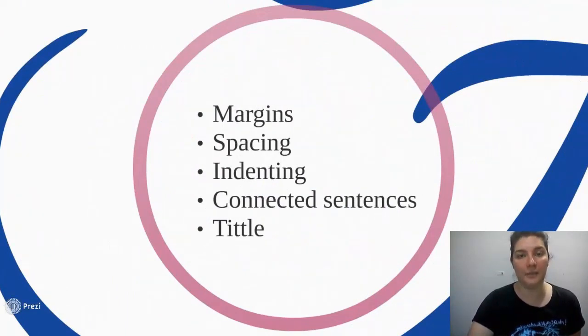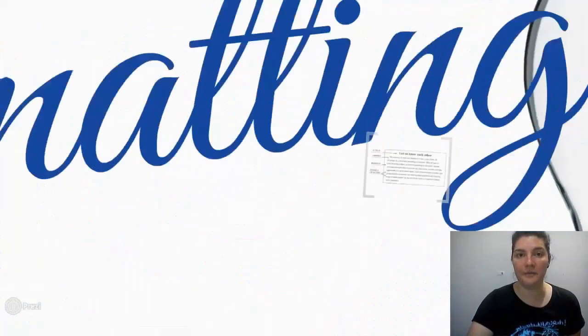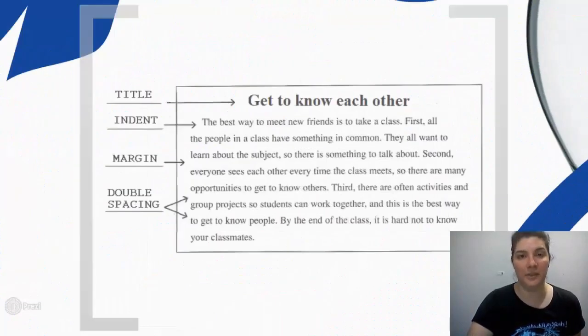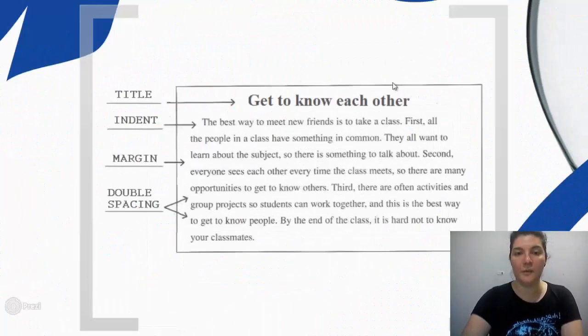In the following slide, we have an example of a descriptive paragraph in which we can see the format we need to apply. First of all, we have a title, which is the first line giving the reader some information regarding the topic of the paragraph. The margins are these empty spaces at the sides of a piece of writing. The first sentence in a paragraph must be indented. This means the first sentence is a bit further from the margin than the rest of the lines in the paragraph.